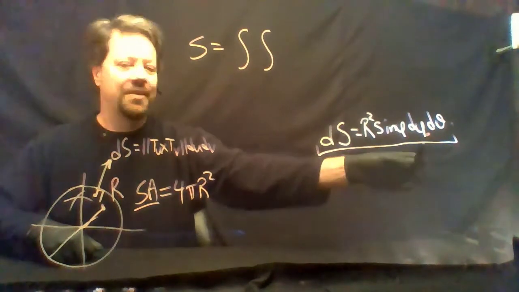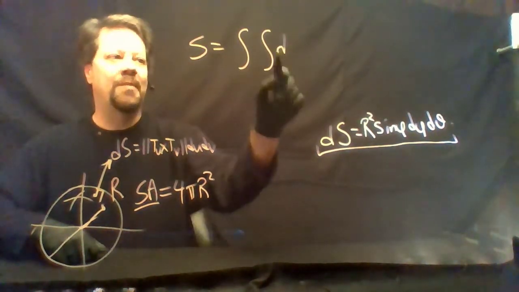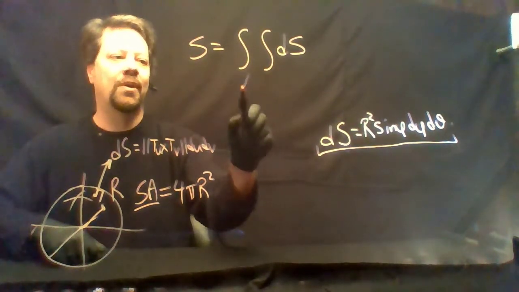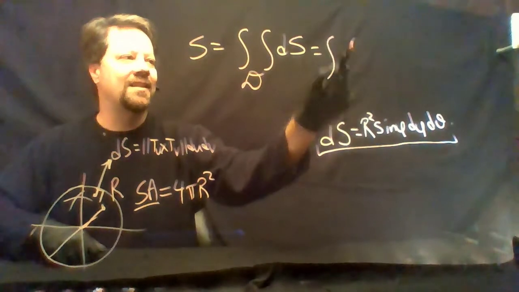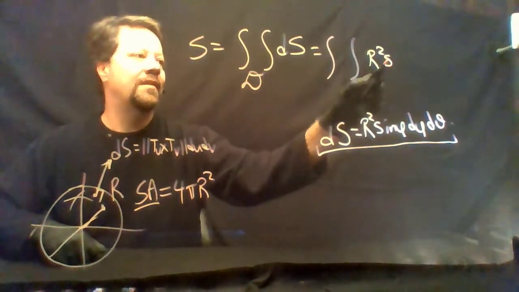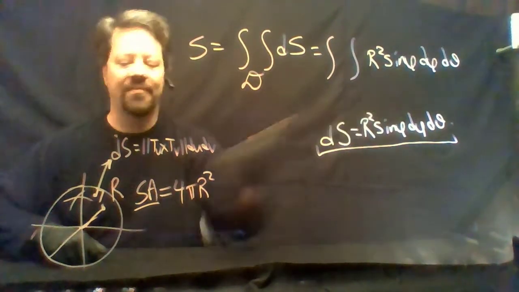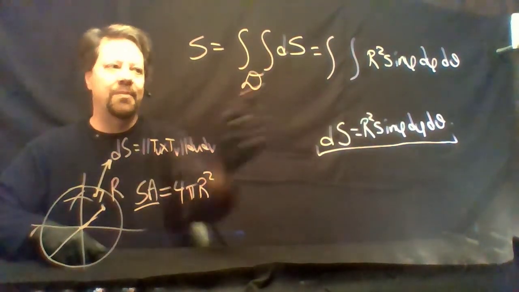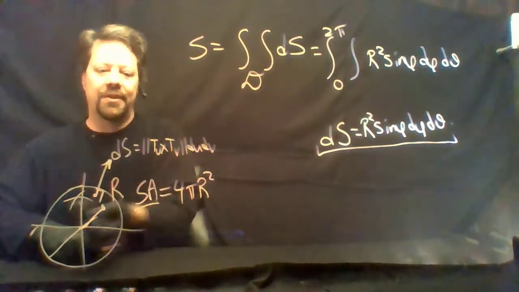Since we have two differentials, we will have a double integral. The integrand will be the element of surface area and will go over the domain of parameters. In this instance, the surface element is r squared sine phi d theta. Theta will go from 0 to 2 pi, and phi will go from 0 to pi.